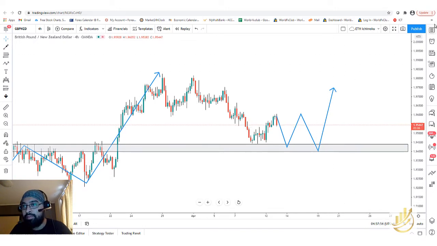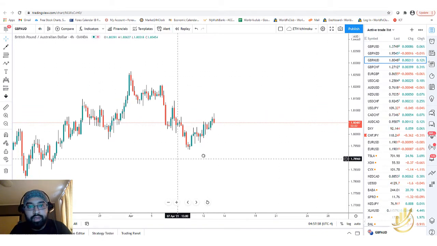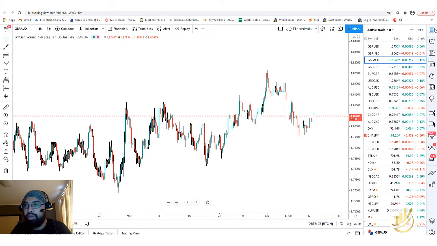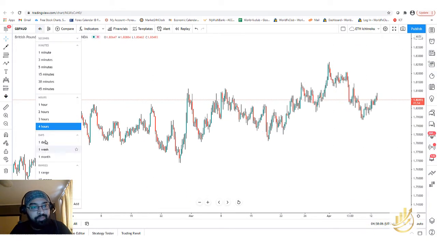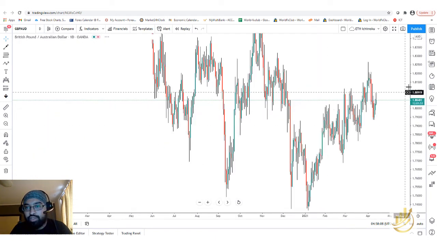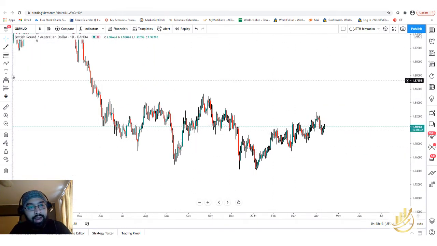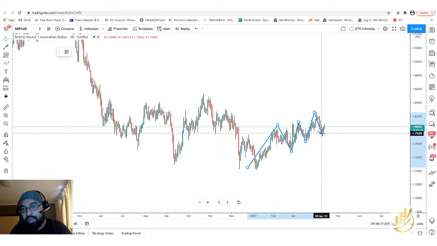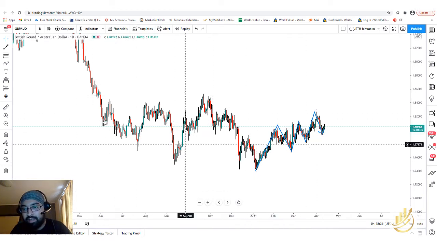Okay, let's go and understand what GBP AUD is doing. GBP NZD and GBP AUD have almost similar movement. So this is the 4 hour chart. Let's go to the 1 day chart. Yeah, similar movement. Price is trading higher and higher, and now price has come down to this level. Let's see if price can give us some opportunity to go long.